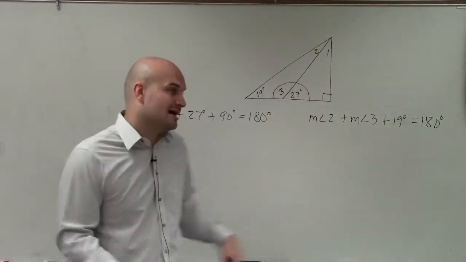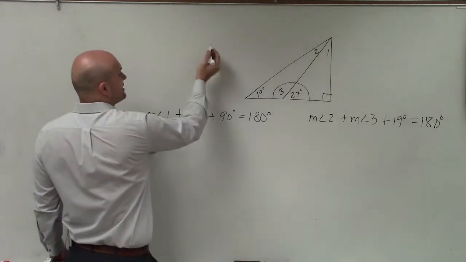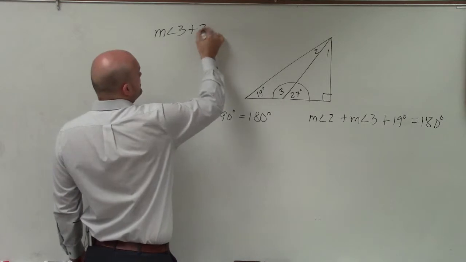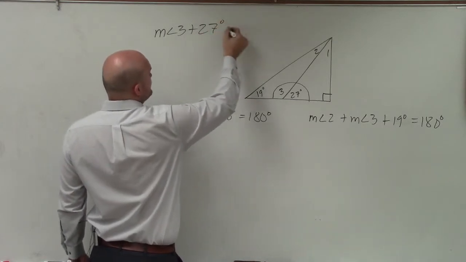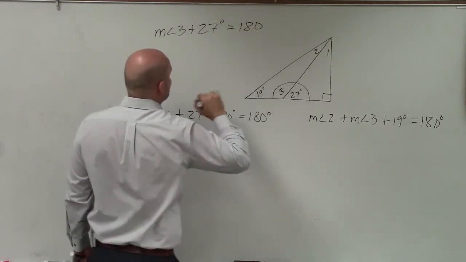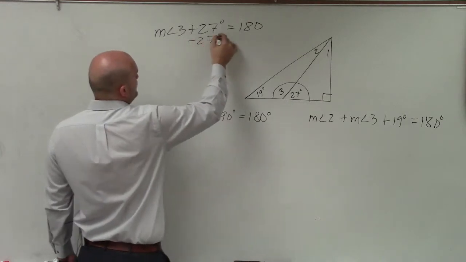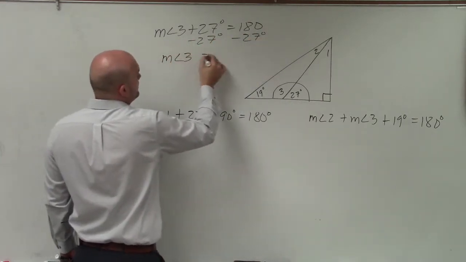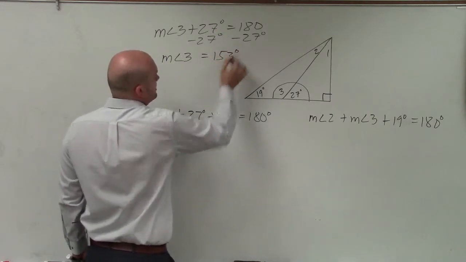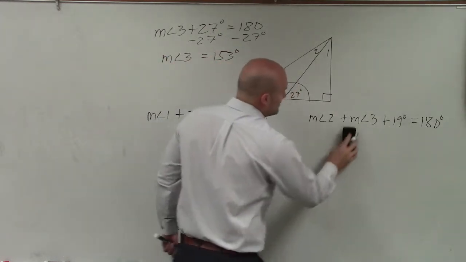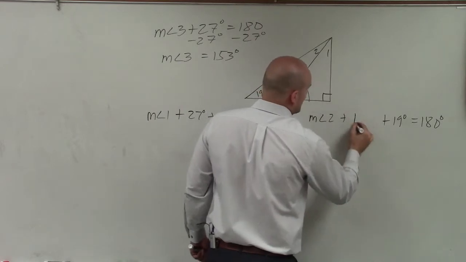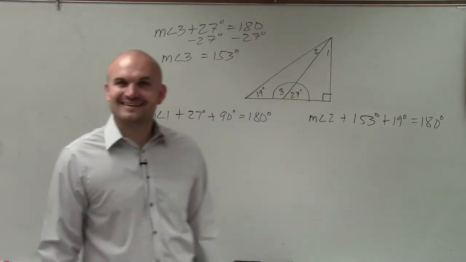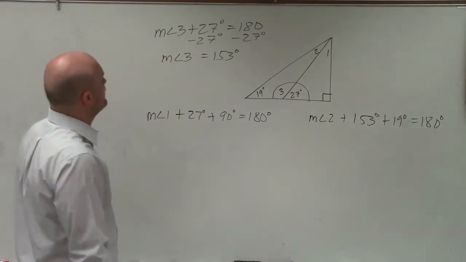However, one thing I noticed is measure of angle 3 and 27 degrees are a linear pair. They make up a line. So therefore, we know that since they're a linear pair, they're supplementary. So I could say measure of angle 3 plus 27 degrees equals 180. So subtract 27 degrees from both sides. Measure of angle 3 is equal to 153 degrees. So guess what? Now I can say that is 153 degrees. Hey, cool, right?